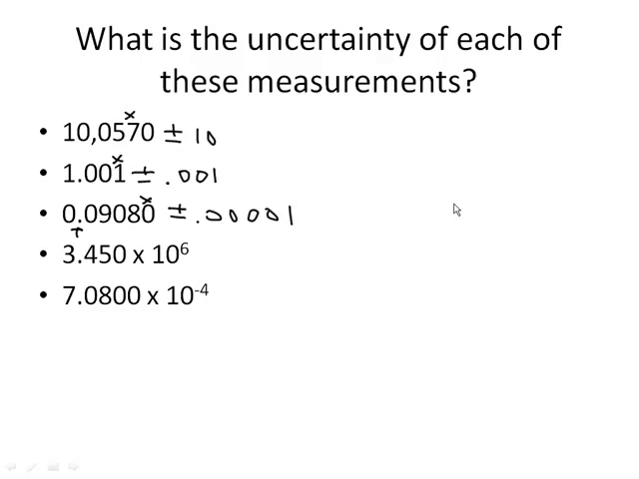3.450 times 10 to the 6th, my last significant digit was here, and rather than writing out the number completely, although you certainly can do that, what I'm going to do is say it's plus or minus 0.001 times 10 to the 6th. So I'm just going to bring over my scientific notation placeholders. Same deal on the last one. Last significant digit is the last 0, so I have plus or minus 0.0001 times 10 to the negative 4th. Okay.